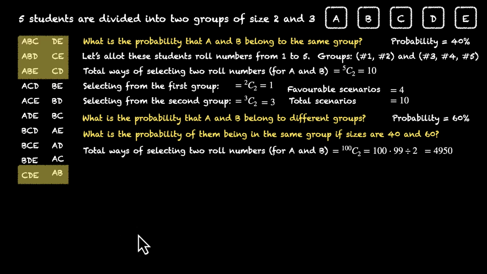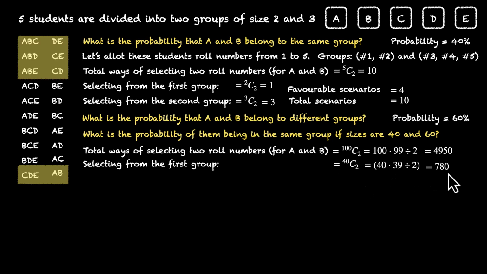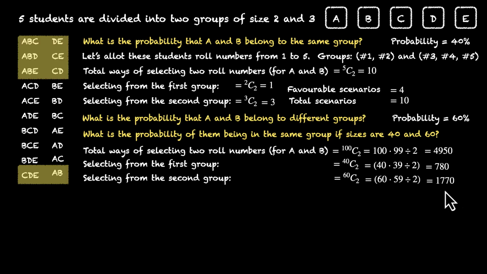And for favorable selections, either we can pick from the first group of size 40 or we can pick from the second group of size 60. So selecting from the first group, that's 40C2. That's 40 times 39 by 2. That's 20 times 39. That's going to be 780. So there are 780 ways to select 2 roll numbers from this group of size 40. Similarly, selecting from the second group, that's 60C2. That becomes 1770. So there are 1770 ways to select 2 roll numbers out of these 60. So our favorable scenarios, 780 plus 1770, that's going to be 2550.